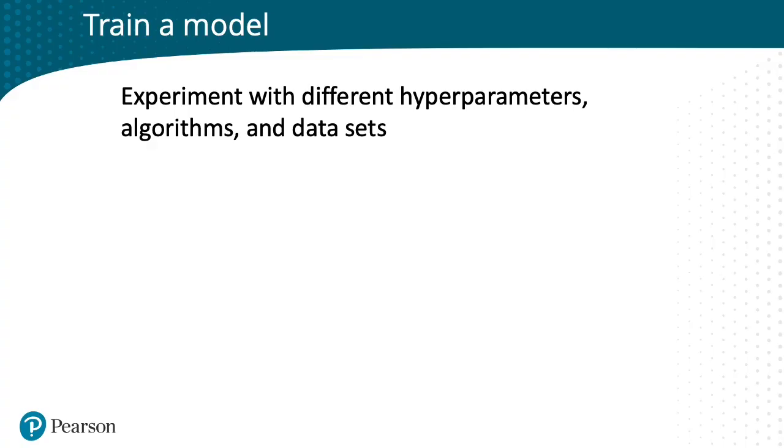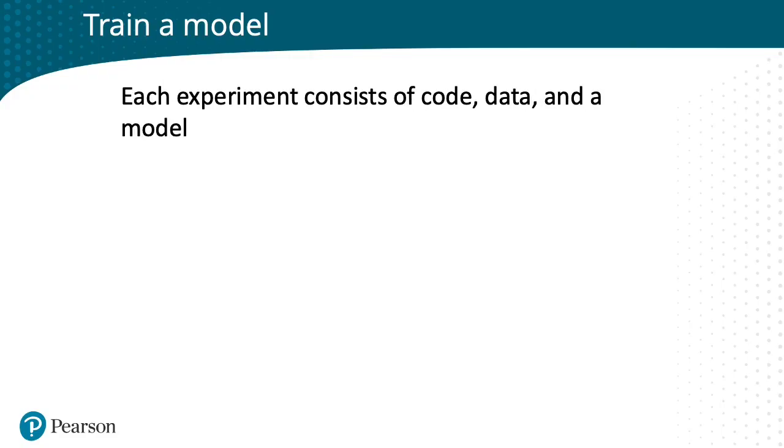At the preparation phase, you might decide that you want to have multiple data sets with different features just to try out different ideas that you have and see what kind of results you get when you train a model. So, as you run these experiments, keep in mind that each experiment consists of three things: the code, the data, and the model that results.